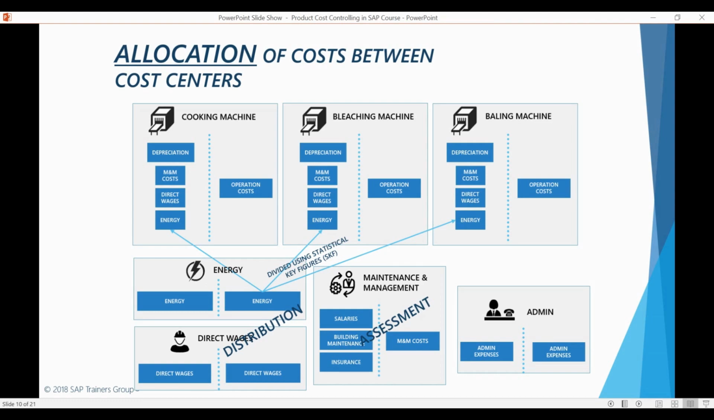In our example, there is only one cost element on the credit side of the manufacturing cost center, but this doesn't always need to be the case, as there can also be multiple cost elements on the right side of a cost center.